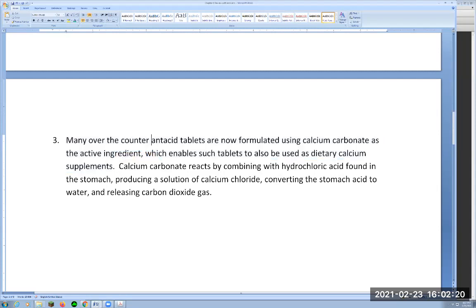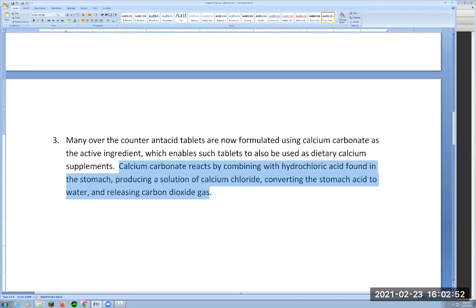So it's an anti-acid tablet, which means it's to relieve acidity that people experience, heartburn because of the acidity going up the esophagus. And so calcium carbonate has the advantage of, at the same time, being used as a dietary calcium supplement. But the equation, you can write it only using the second sentence.